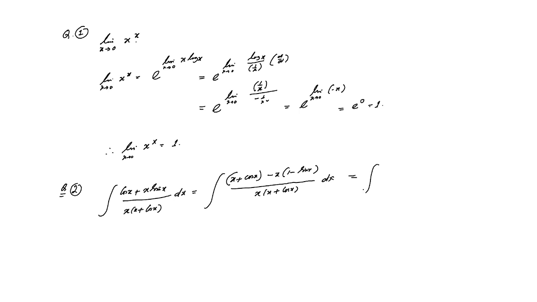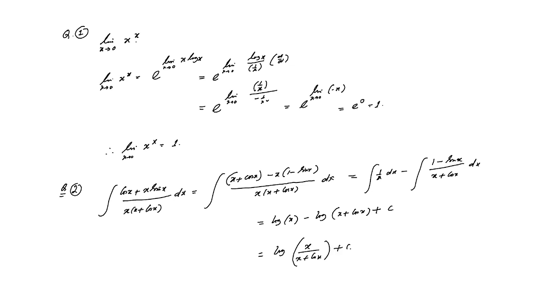So obviously this is the integration of 1 by x dx minus the integration of (1 minus sin x) by (x plus cos x) dx. So that means log x minus log of (x plus cos x) plus c. So basically log of x by (x plus cos x) plus c. This is the possible answer. I think this option is given, and I think you will strike out the correct answer. I hope you have done it.